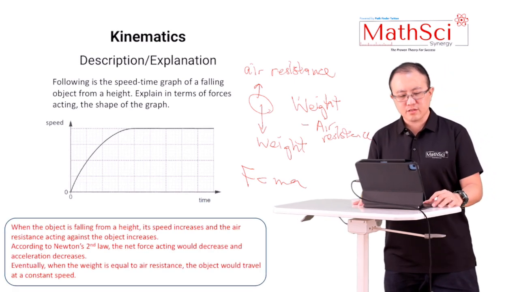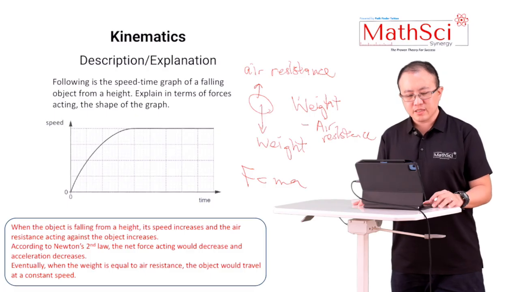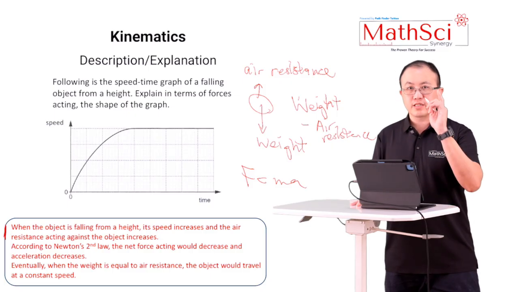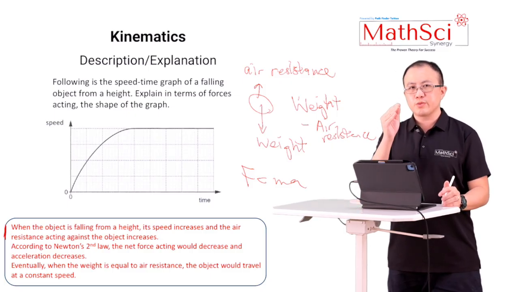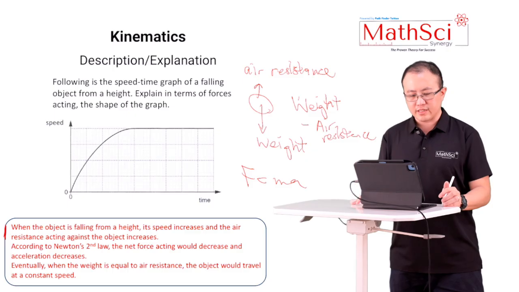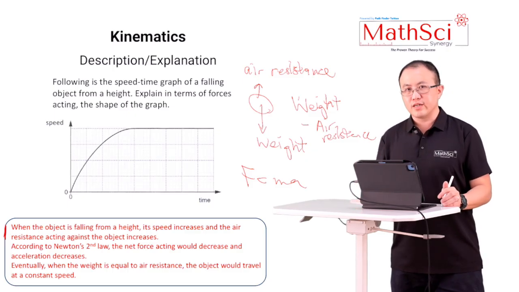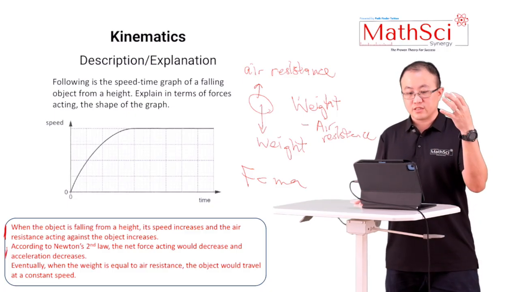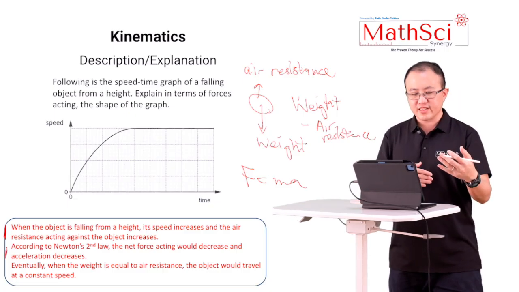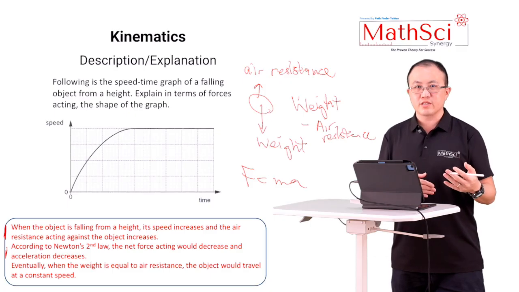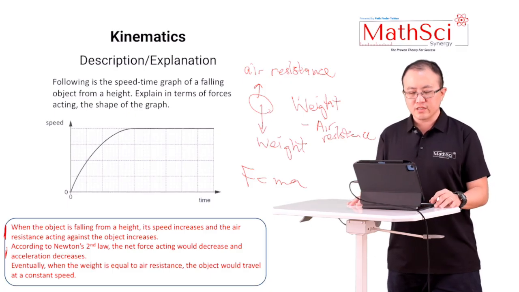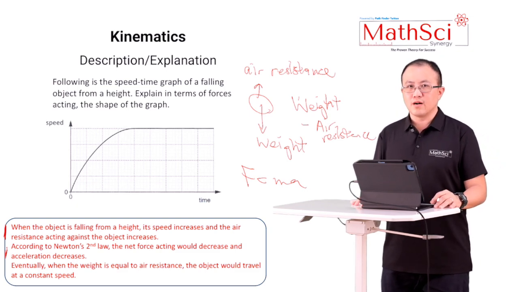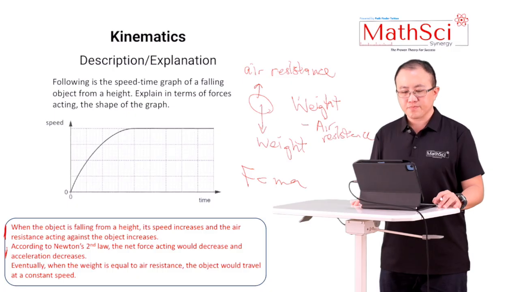Okay, so how do we explain this question? When an object is falling from a height, its speed increases and the air resistance increases. So pointing out that the air resistance is not constant is something that's very important. The relationship between the speed and the air resistance acting. And after that, link to Newton's second law to say that the net force will be decreasing until 0 eventually, but decreasing first. Then when the weight is equal to the air resistance, or you can say net force 0, this is where your object will travel at a constant speed. And this constant speed is known as your terminal velocity.